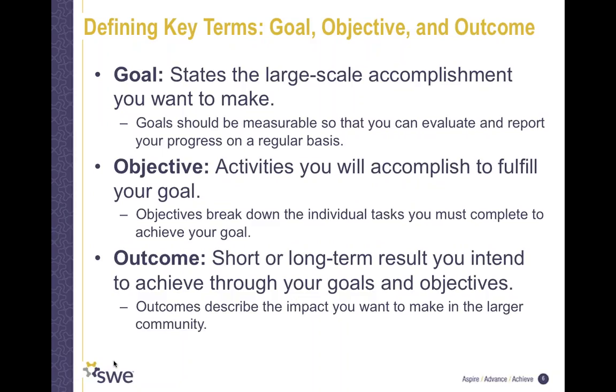Before we get in any further, let's define some key terms. First, a goal. A goal states the large-scale accomplishment that you want to make. Goals should always be measurable so that you can evaluate and report on your progress on a regular basis. Objectives are activities that you will accomplish in order to fulfill your goal. So objectives break down the individual tasks that you must complete in order to achieve your long-term goal. Outcomes are the impact that you want to make. They can be defined as short or long-term results that you intend to achieve through both your goals and your objectives. Generally speaking, outcomes describe the impact you want to make in the larger community.